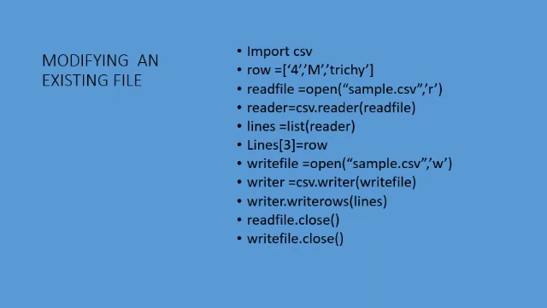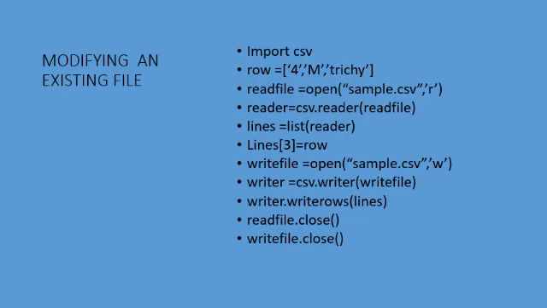Next, lines equal to list of reader. The reader contains the data. The data can be changed into list format and it is stored in lines. Lines equal to list of reader. The reader contains the data, it is changed into list format and it is stored in lines.